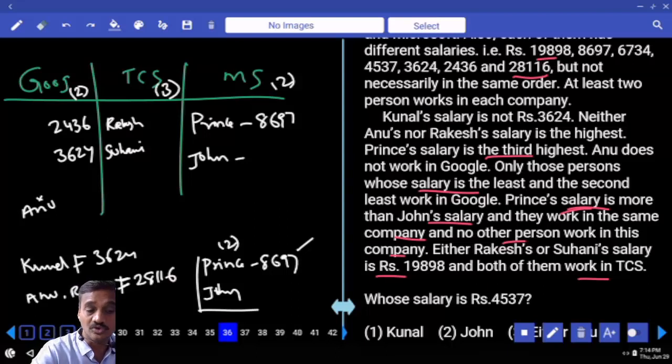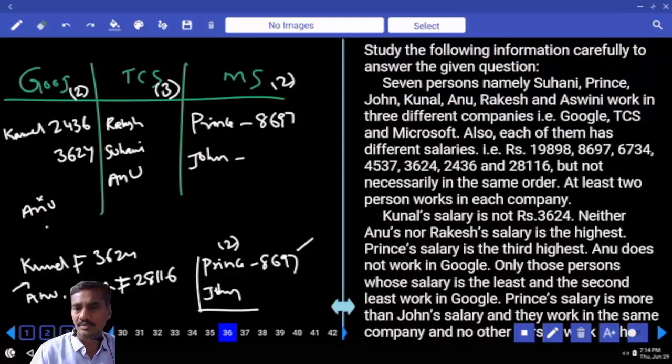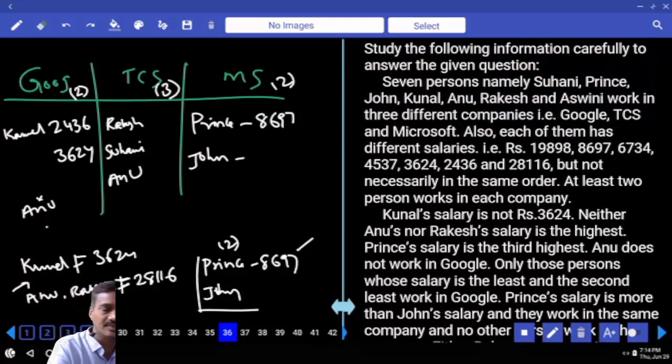And if there are 2 persons here, 2 here, and in this one there are 3 people, then who are those 3 people? Anu cannot be in the other companies, hence Anu must be here. And if Anu is here, and Kamal is not 3624, hence Kamal must be 2436. Then who is the other person left over? Only one remains, who is it? Rakesh and Ashwini. Now Ashwini must be here.